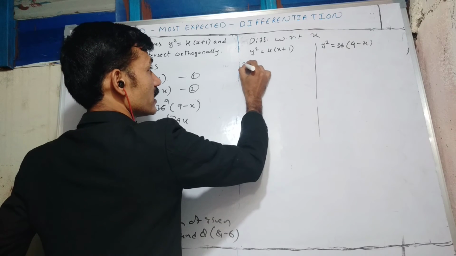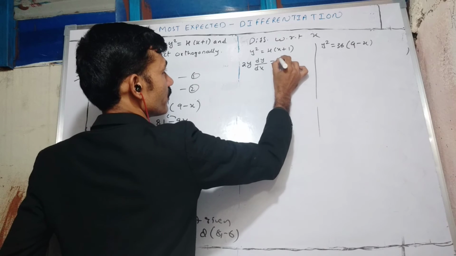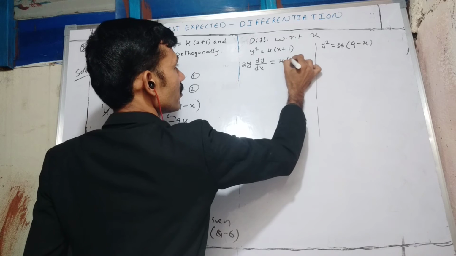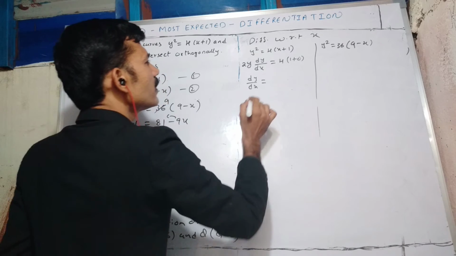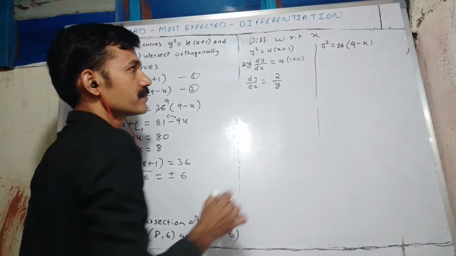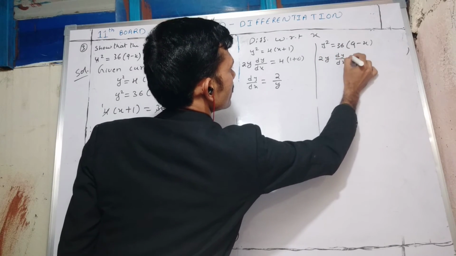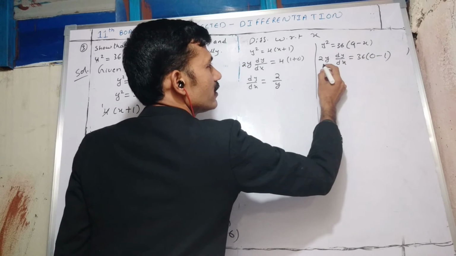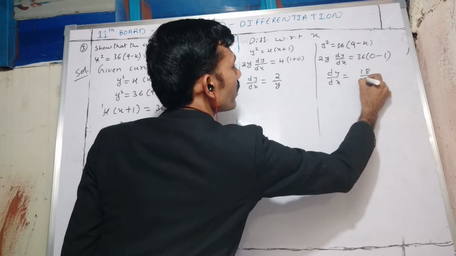Okay, y square if you differentiate, 2y, we are differentiating with respect to x, dy by dx will be there. Here 4, x if you differentiate 1, constant if you differentiate 0. So dy by dx, how much are we going to get? 2 1s are 2, 2s are 2 upon y we are going to get. See. Similarly here also 2y dy by dx, 36 times constant is 0, x if you differentiate 1. So dy by dx, how much are we going to get? 18 upon y.